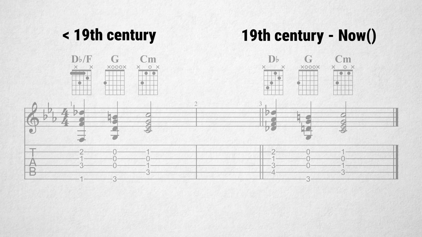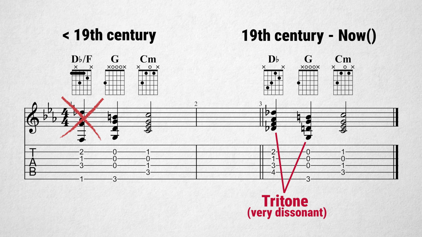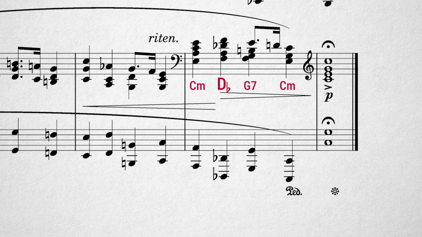And one of the things that changed in the 19th century was that the chord was used in the root position instead of the first inversion. The effect was a tritone in the bass line. And you find this at the end of the prelude number 20 in C minor by Frédéric Chopin. The D flat and G in the bass line form an unstable tritone that resolves to the tonic C minor.